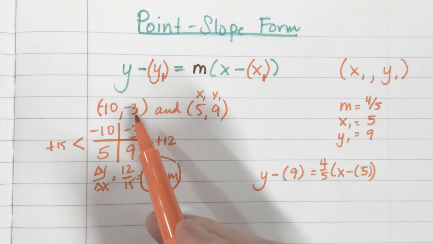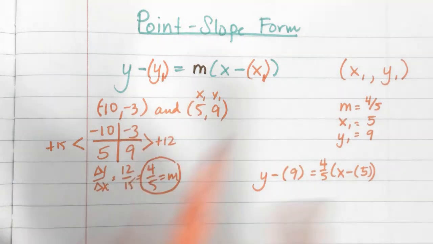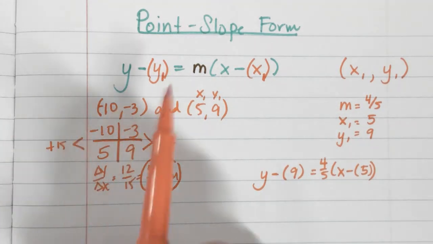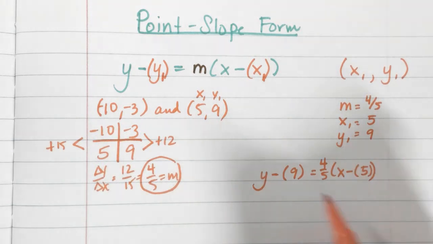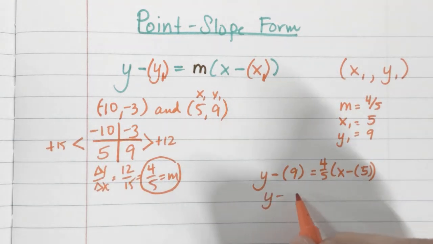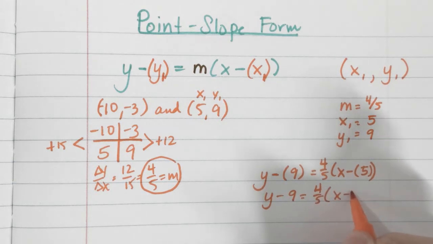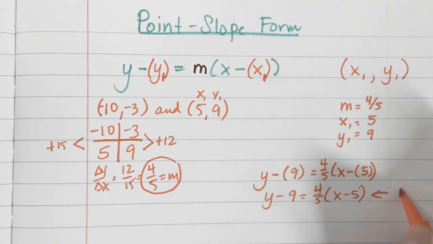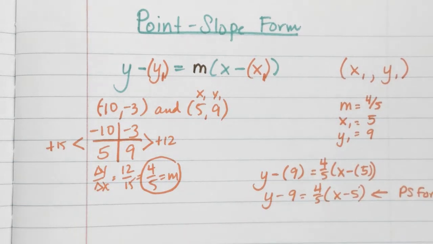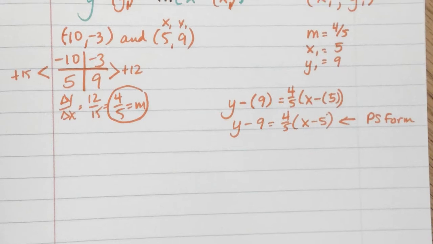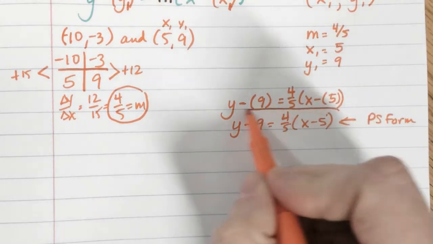Because if I had used negative 10, negative 3, which I will do here in a second just so you can see what it looks like, these negatives would have been kind of a mess. So this becomes y minus 9 equals 4/5 x minus 5. This right here is point-slope form. So if they ask you to write something in point-slope form, boom, here it is.